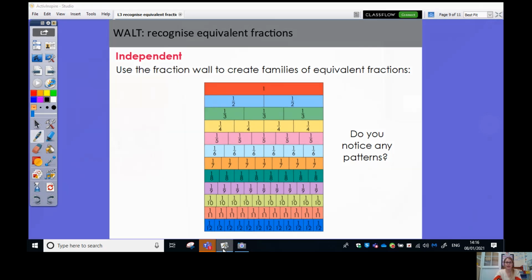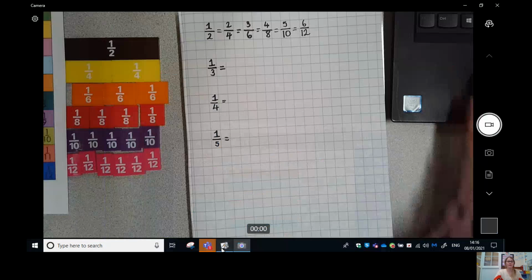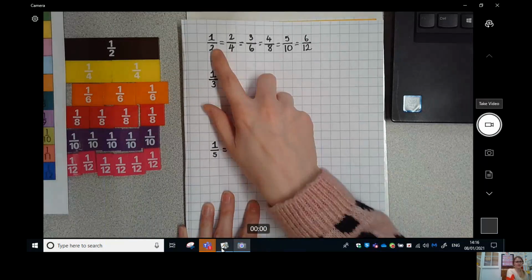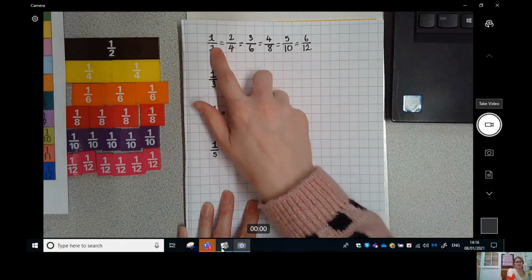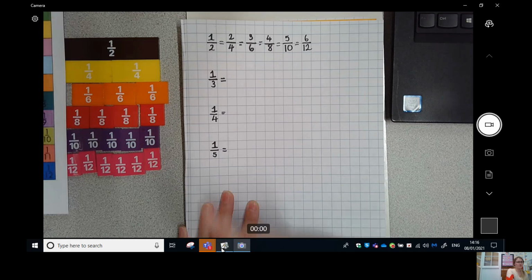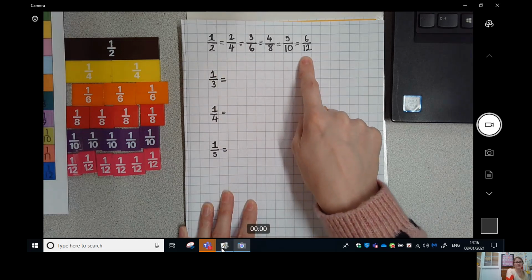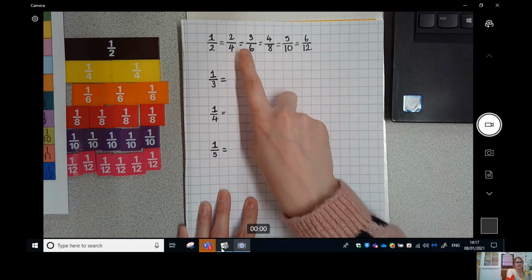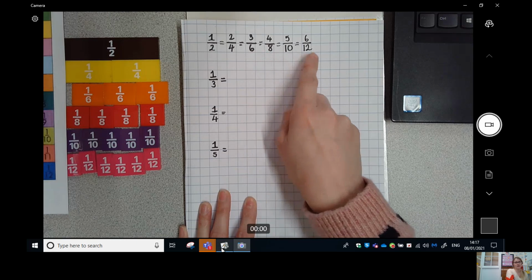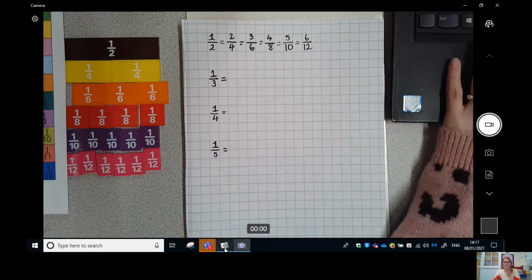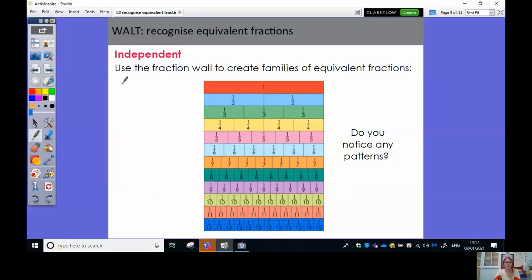Okay, hopefully you've had a little think about that. Now, you may have noticed something, especially about my first one here. They are all on the bottom in the same times tables. They are all even numbers in the 2 times tables. 2, 4, 6, 8, 10, 12. Let's have a look at the other ones and the answers that you should have got.